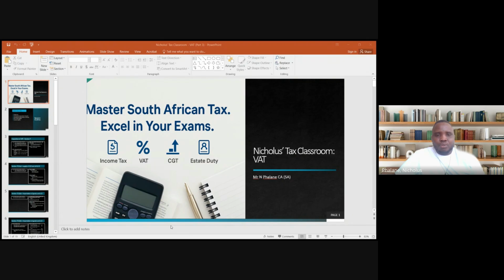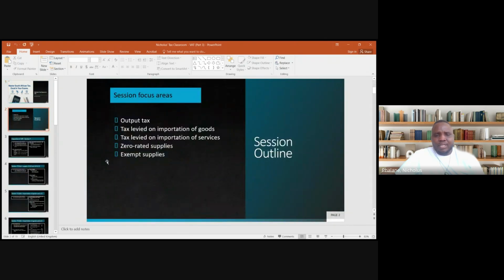All right. So in terms of the outline for the session, we are going to look at output tax. We are going to look at tax levied on importation of services, tax levied on importation of goods, zero-rated supplies, and then finally we'll look at exempt supplies. That would be all for today's session. When we look at the first three, output tax and tax levied on the importation of goods and services, that is dealt with in terms of Section 7. But obviously you will see when we get to the slide.